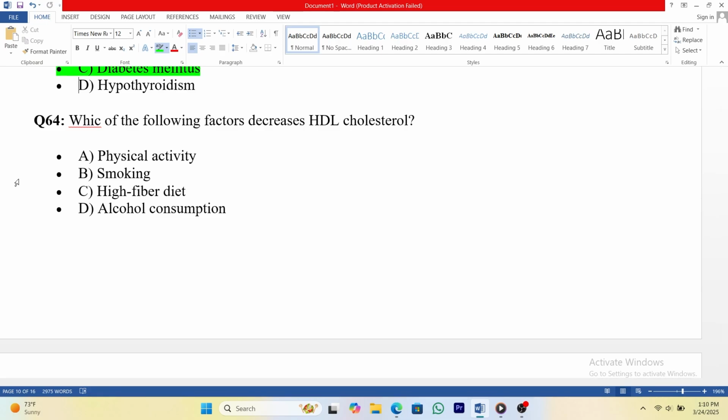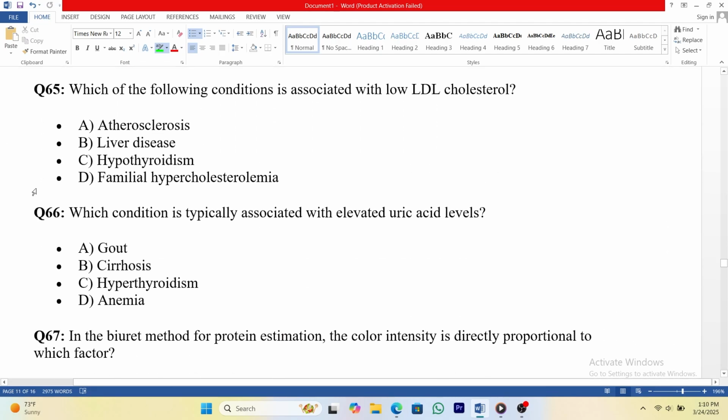A. Physical activity. B. Smoking. C. High fiber diet. D. Alcohol consumption. Answer: B. Smoking. 65. Which of the following conditions is associated with low LDL cholesterol? A. Atherosclerosis. B. Liver disease. C. Hypothyroidism. D. Familial hypercholesterolemia. Answer: B. 66.